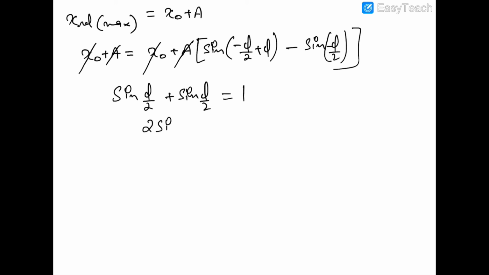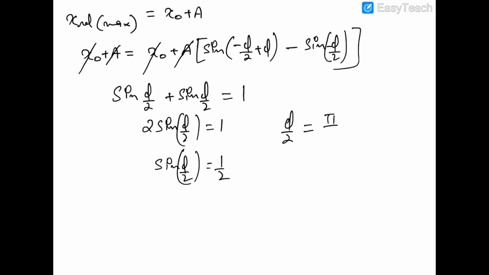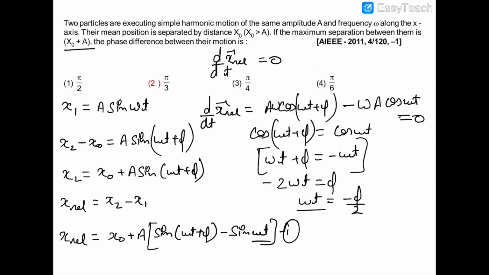So 2 sine phi by 2 is equal to 1, and sine phi by 2 is equal to half. So we can say that phi by 2 is equal to pi by 6, because sine theta is equal to half when theta is equal to pi by 6. So phi will be equal to pi by 3. So the phase difference between these particles is pi by 3, and hence the correct option is option number B.